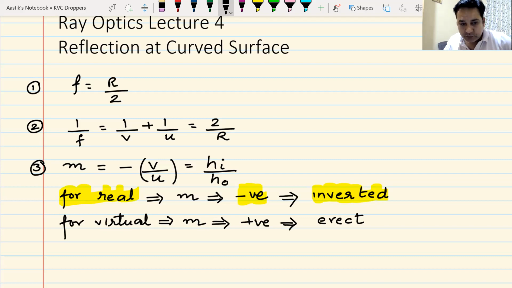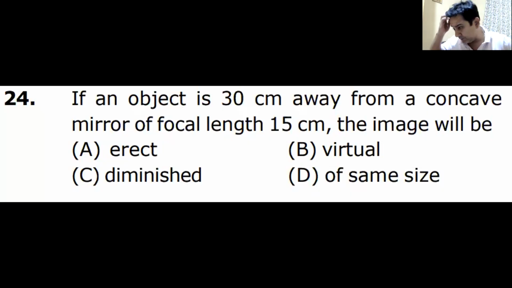To start off, I will begin with this question. An object is 30 centimeters away from a concave mirror of focal length 15 centimeters. The question only asks whether the image is erect, virtual, diminished, or of the same size. Now, apart from all these things, I'll ask you, where will the image be formed? What is the magnification of the image?